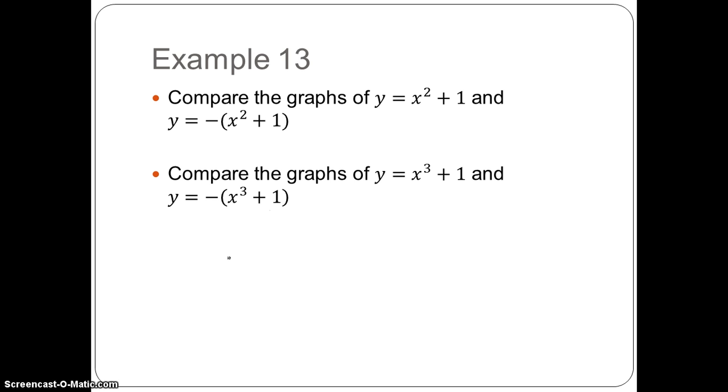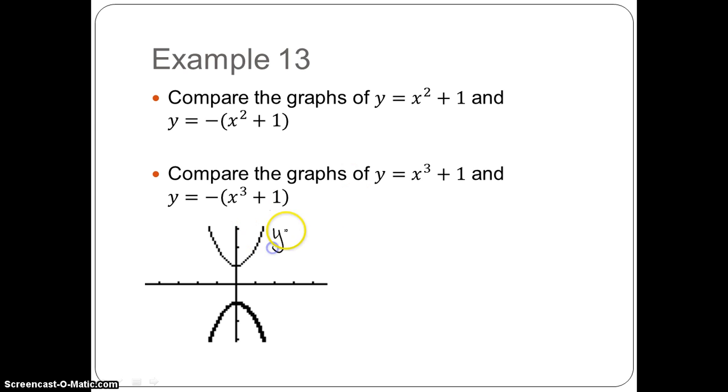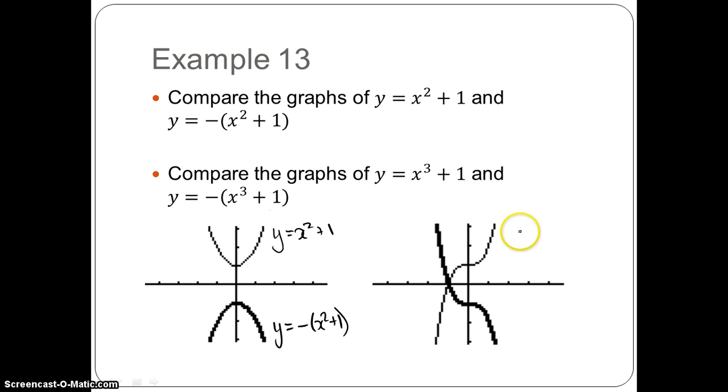The first part should give you two graphs that look something like this. This is y is equal to x squared plus 1, and this is y is equal to negative of x squared plus 1. Similarly, the second part should give you this, where this curve is y is equal to x cubed plus 1, and this one is y is equal to negative of x cubed plus 1.